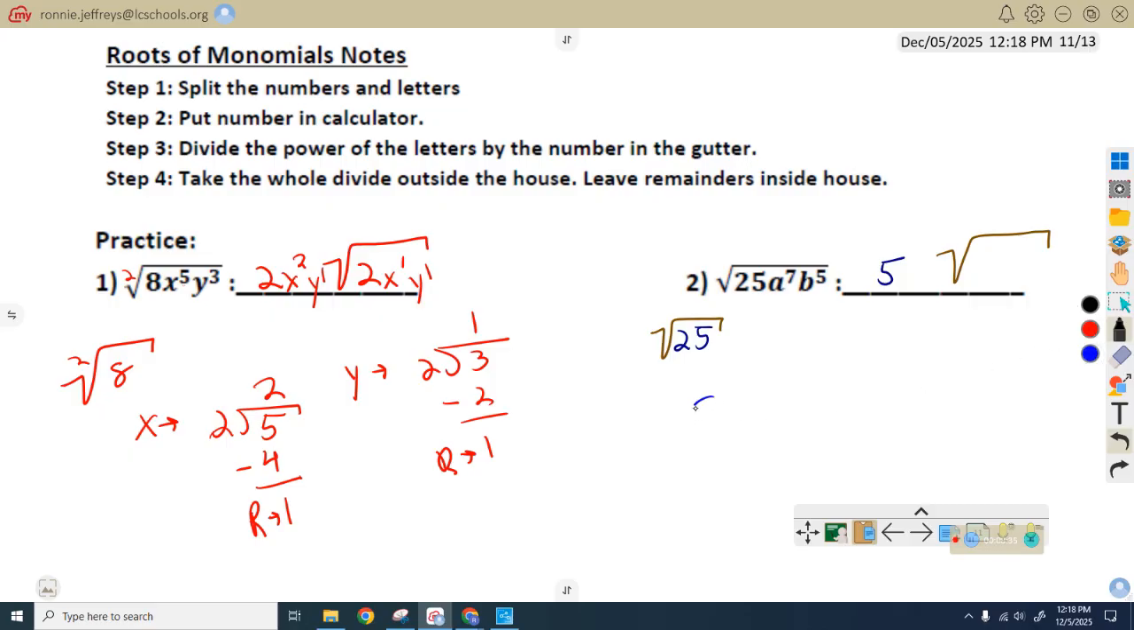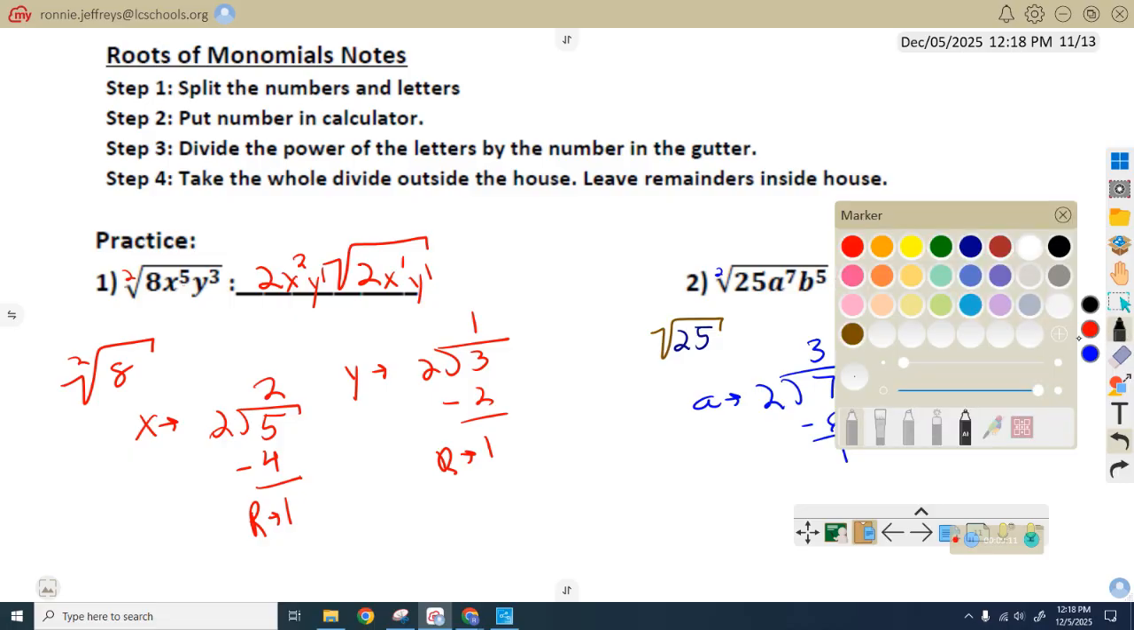So, when I'm dealing with A, okay, remember, this is understood to be a 2. How many times will 2... Wait, I need to let y'all catch up. Sorry. All right. How many times will 2 go into 7? 3 times, with a remainder of 1. Let's go.